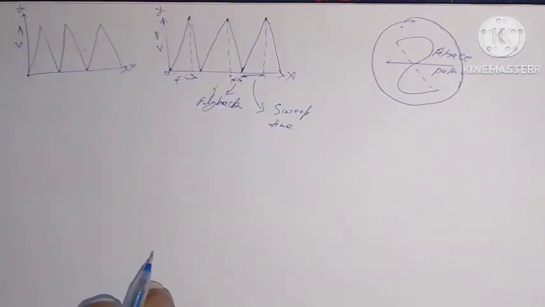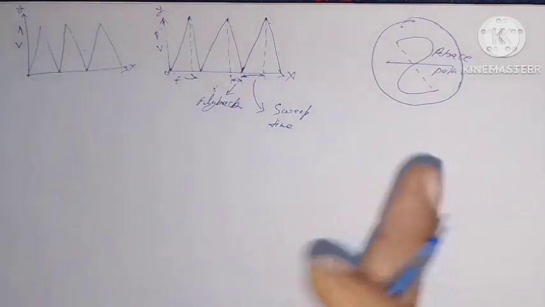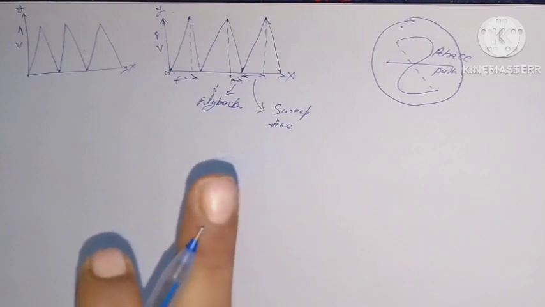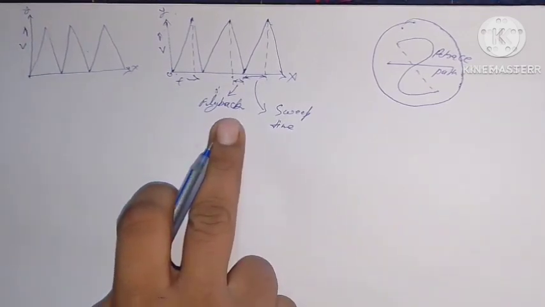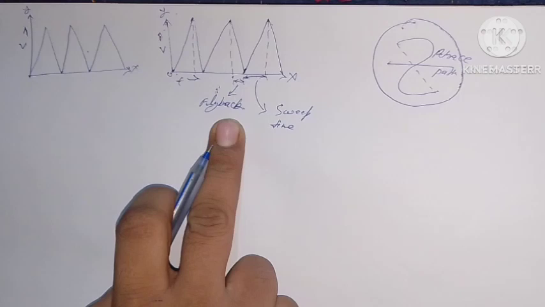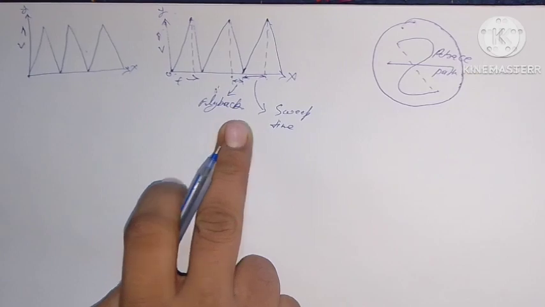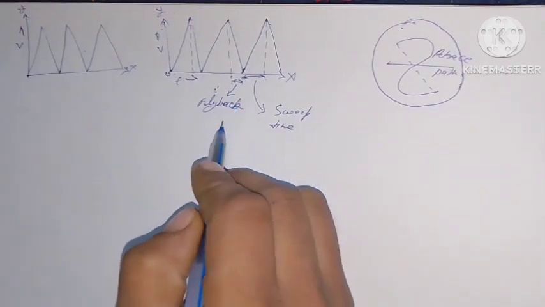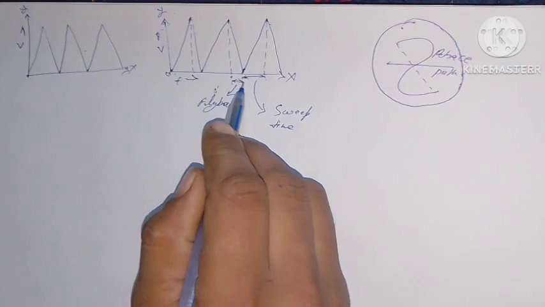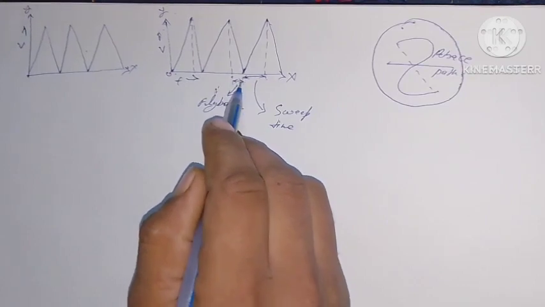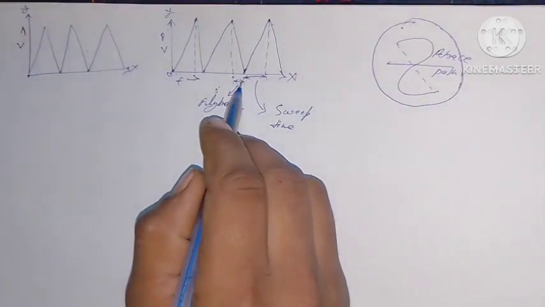However, in practice, the time-base generator in a C.R.O. produces the waveform shown in this figure. It takes some time for the voltage to fall from the maximum to zero value. This time interval is called flyback or retrace time.